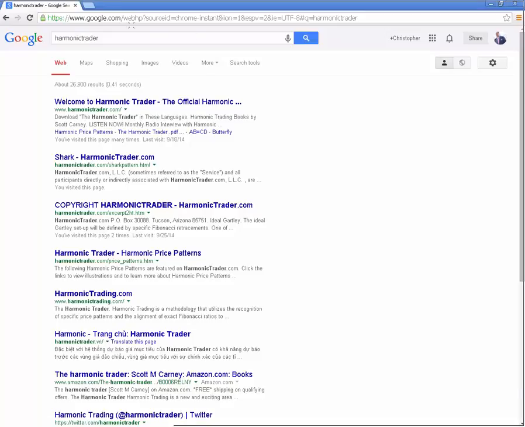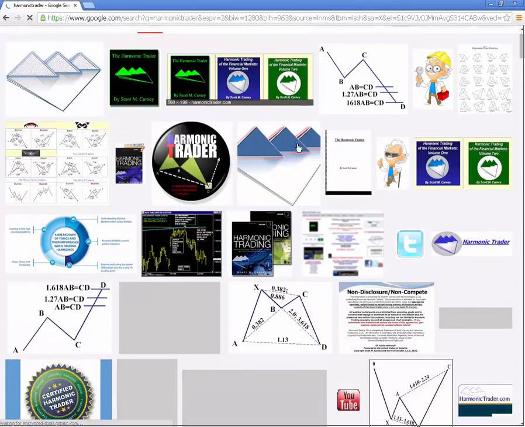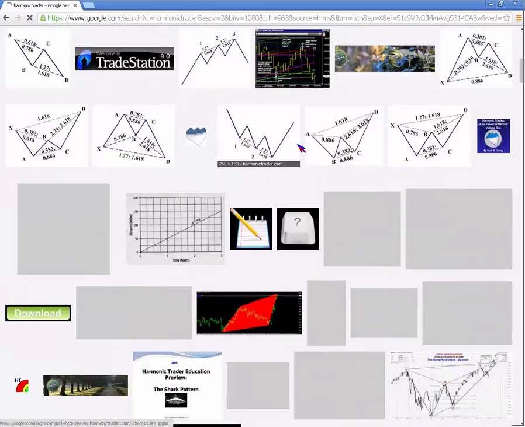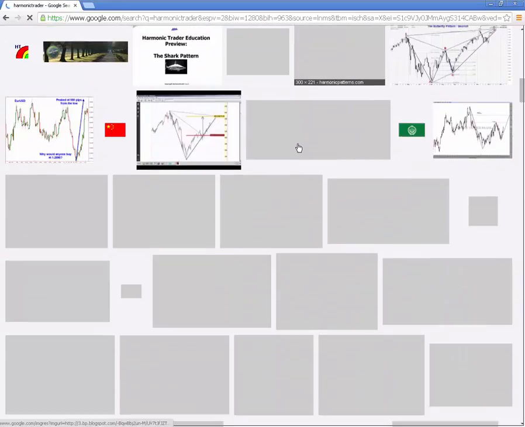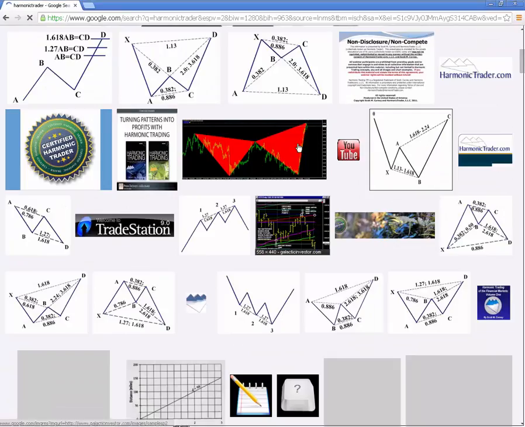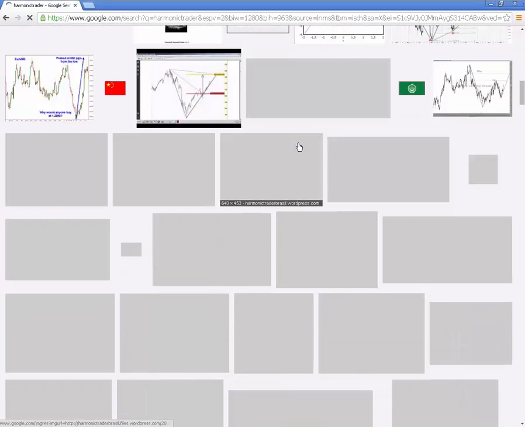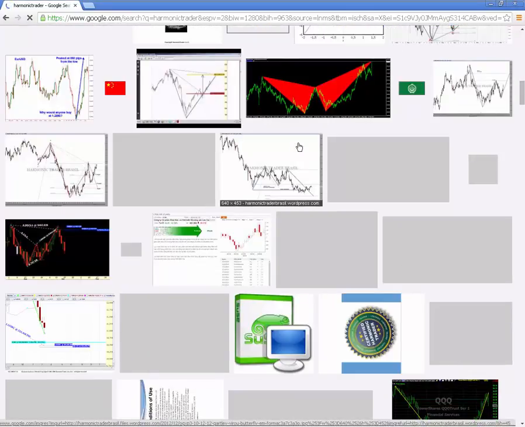Okay, if you start searching harmonic patterns, you're going to see all sorts of stuff on the internet. Lots and lots of stuff. Everybody's an expert at harmonic trading. And there's some very, very good traders out there, and a lot of them, including myself, have emulated guys who have come before us.